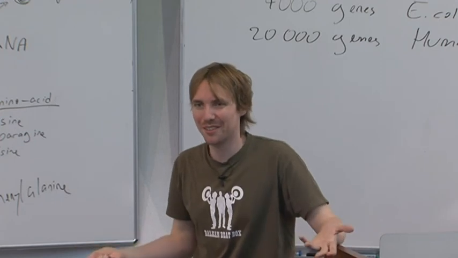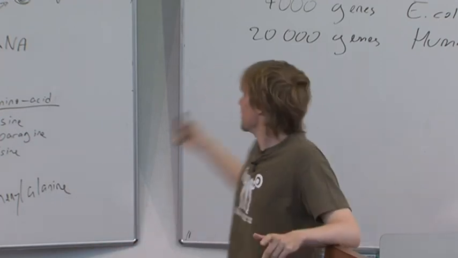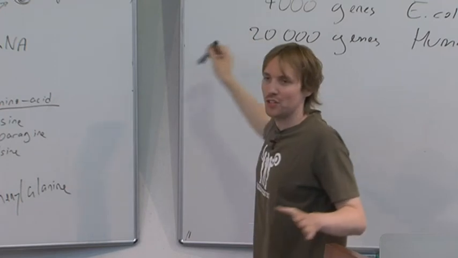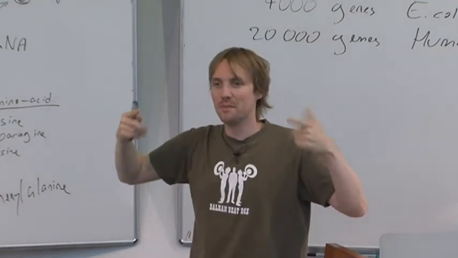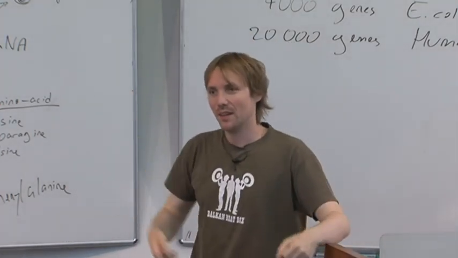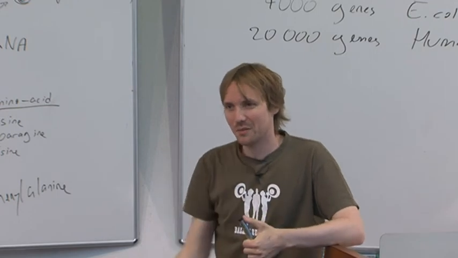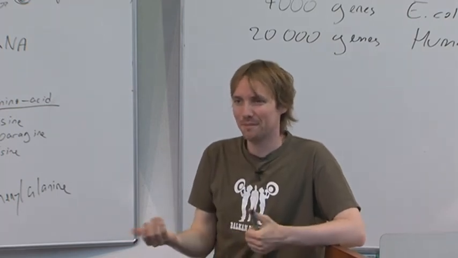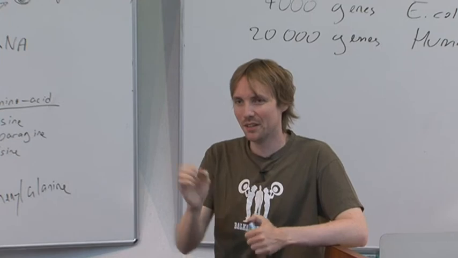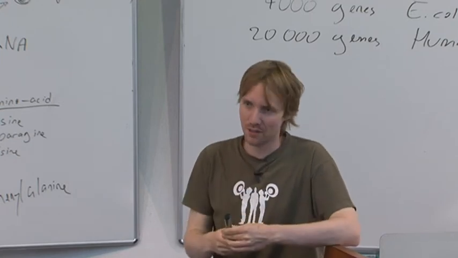So how is this possible? It's the same trick. Different cells express different genes, and therefore different cells make different proteins. So that's how you can generate the whole body. From the same DNA, you can get very different types of cells.